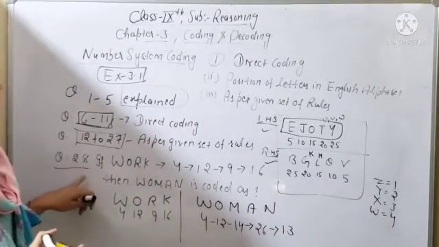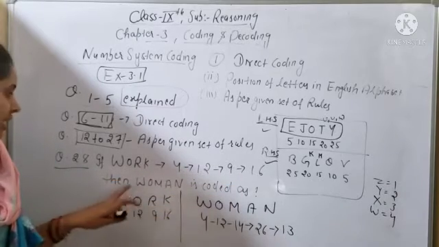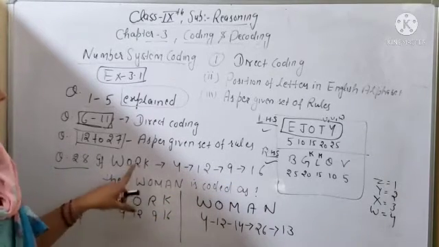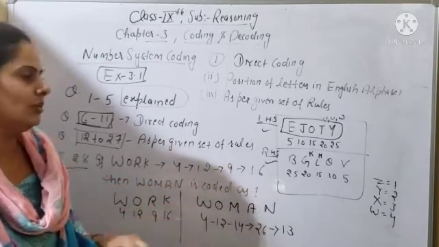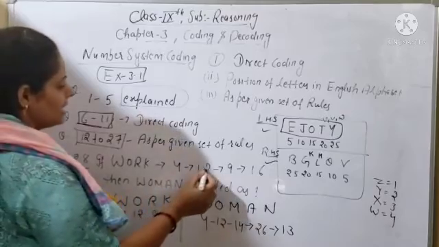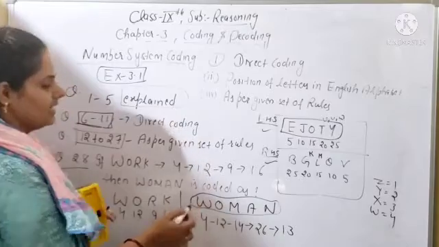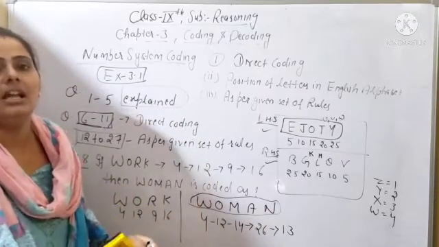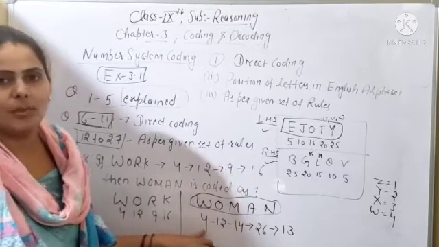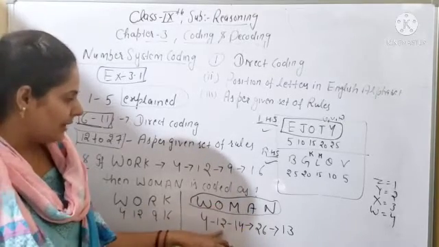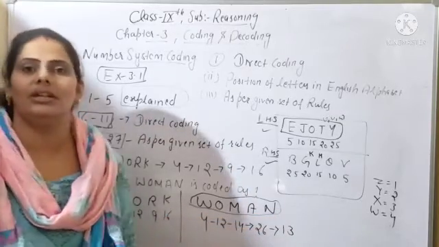Question number 28, I have explained. If WORK is coded as 4, 12, 9, 16, what will be the code of WOMAN? Simply, in WORK, the positions of these letters are counted from the right hand side of the English alphabet. You can check. After that you write the letters W-O-M-A-N, and these letters also you will start from the right hand side of the English alphabet. So W position from the right hand side will be 4, O position will be 12, M position 14, A position will be 26 and N position will be 13.